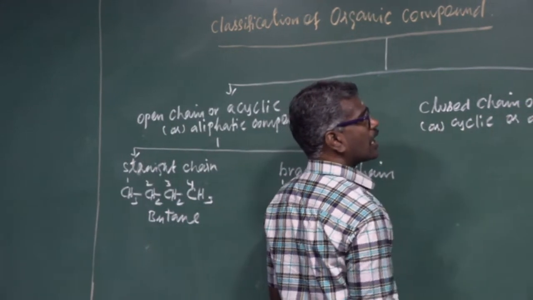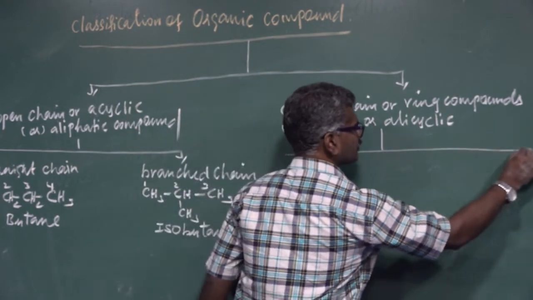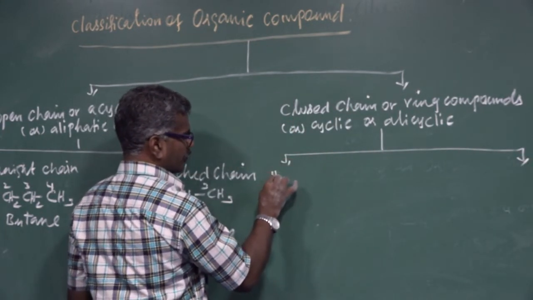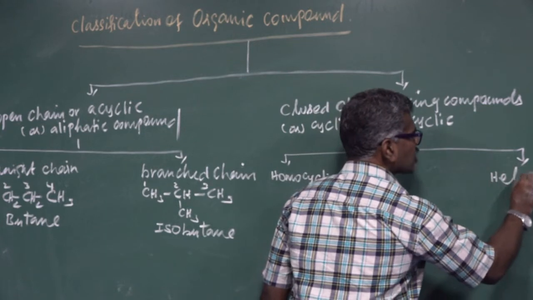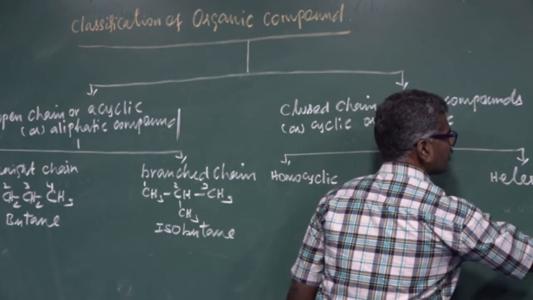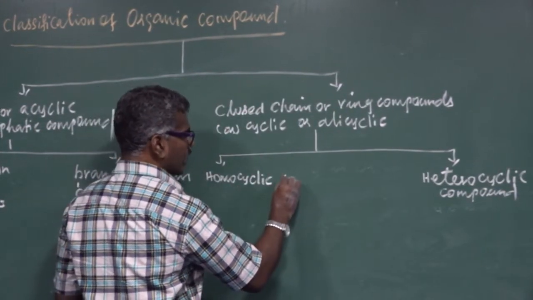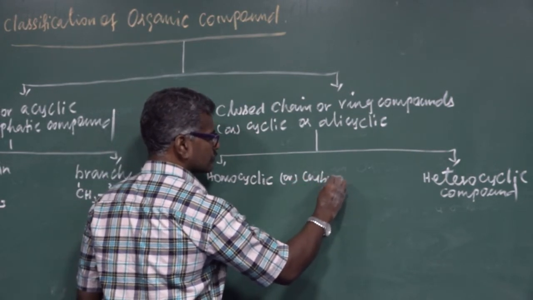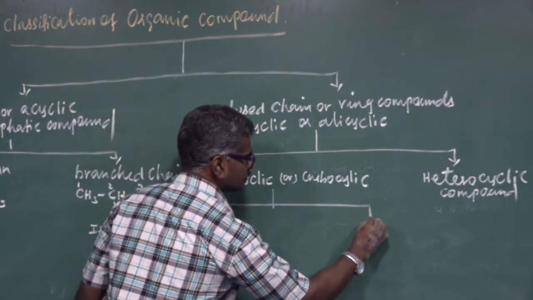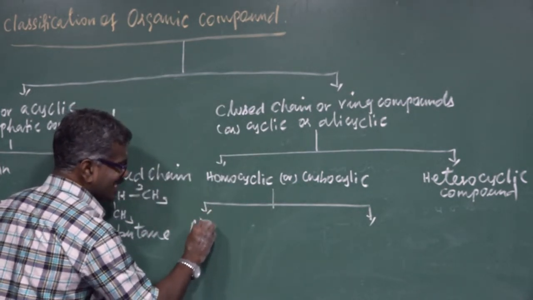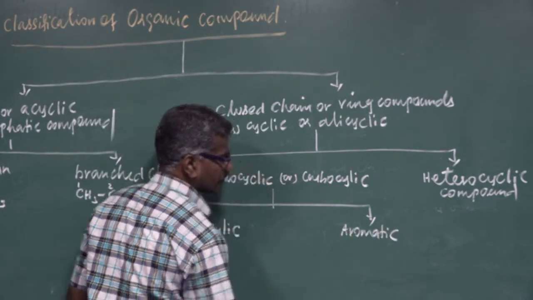Here, closed chain or ring compounds or cyclic compounds can be classified into two types. Homocyclic and another one, heterocyclic compounds. Homocyclic, another name carbocyclic, are classified into two types: alicyclic and another one, aromatic compounds.